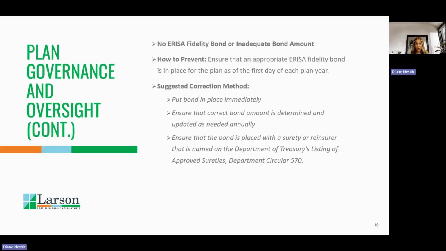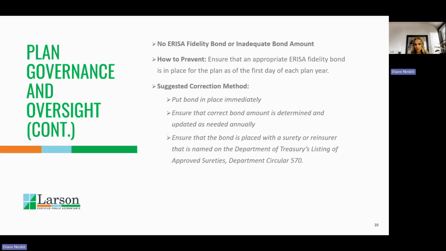Another plan governance and oversight error that we see is there is no ERISA fidelity bond in place, or that the bond amount that's in place is inadequate. So how to ensure that an appropriate ERISA fidelity bond is in place for the plan as of the first day of the plan year.